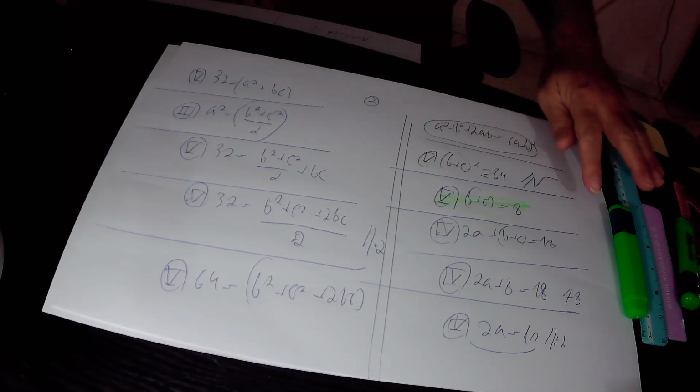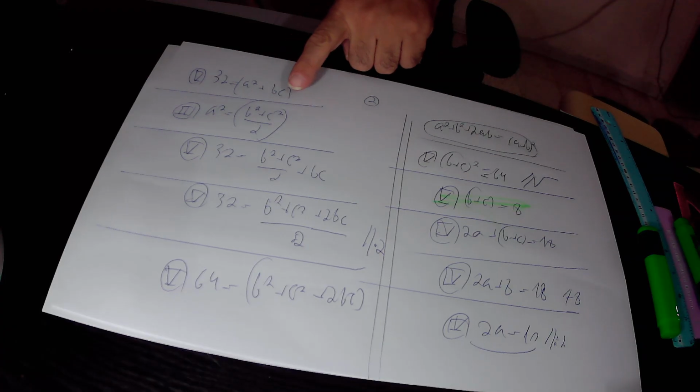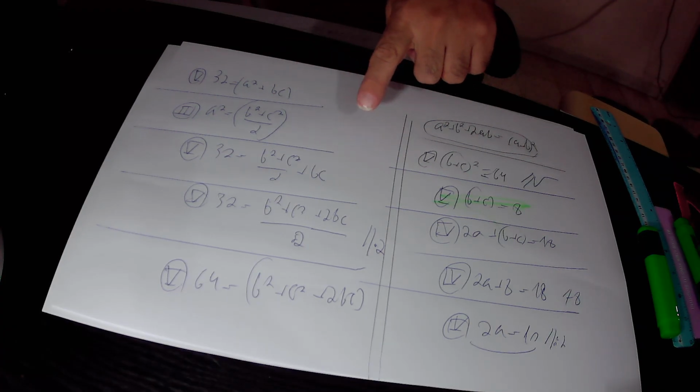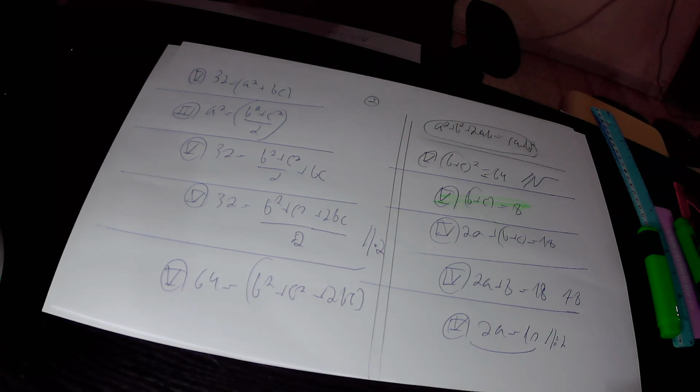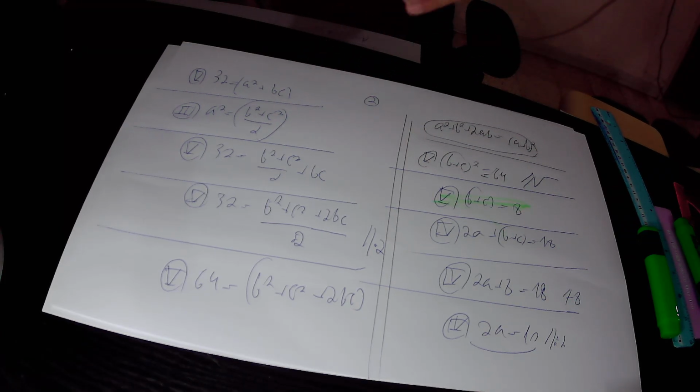According to equation 3, we already found that A squared equals B squared plus C squared over 2. So we can substitute A squared in equation 5 by B squared plus C squared over 2 from equation 3. We find that 32 equals A squared, that is B squared plus C squared over 2, plus BC. So according to equation 5, 32 equals B squared plus C squared over 2 plus BC.